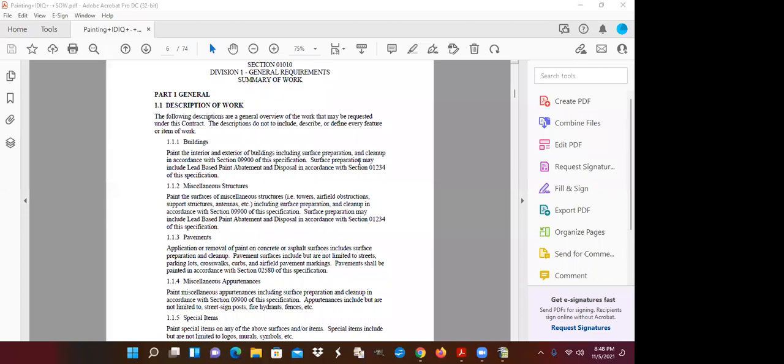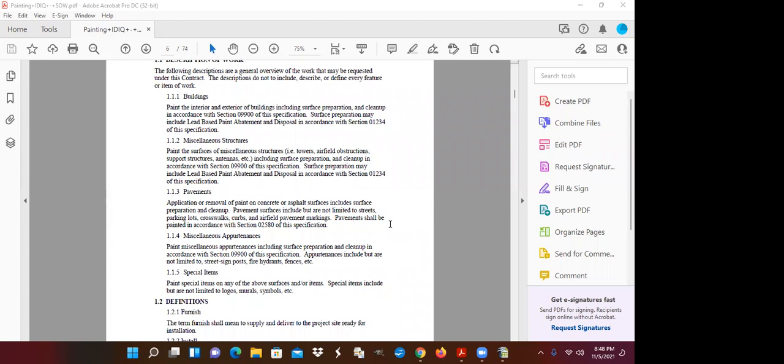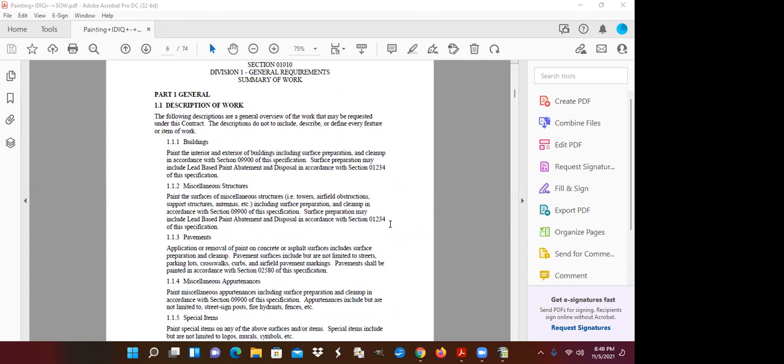But they go in and tell you that surface preparation may include lead-based paint abatement and disposal. Now, if you're taking this particular contract and you see lead-based paint, then whoever you have working for you needs to have the card that certifies them to deal with lead-based paint. You can find yourself in a bind dealing with lead-based paint. If that's what this is, then this is an old building or old boat, because they haven't used lead-based paint in years. That tells me right there that whatever they're dealing with is pretty old.